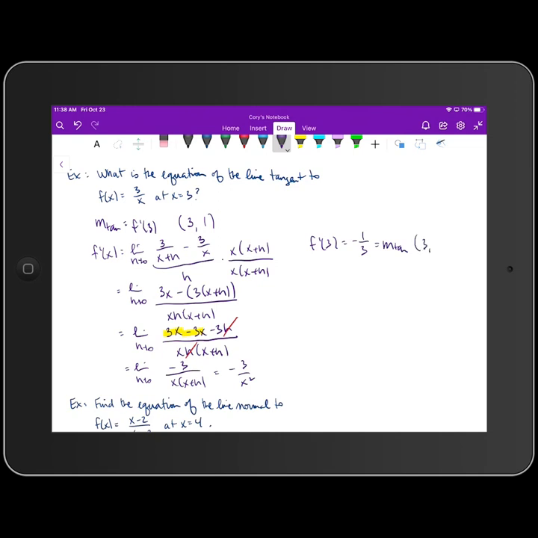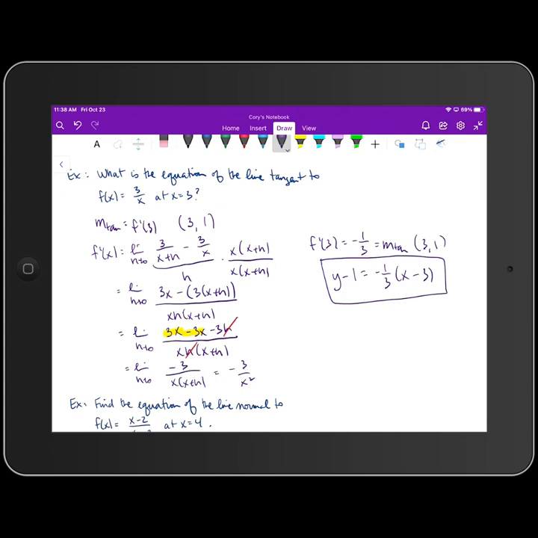Then our point of tangency is the ordered pair 3, 1. When I plug that into my point slope formula, it's y minus the y-coordinate 1 equal to the slope, negative 1/3, times x minus the x-coordinate 3. And that right there is your tangent line equation. Now, I know the question doesn't ask you for this, but let's just practice with it nonetheless.